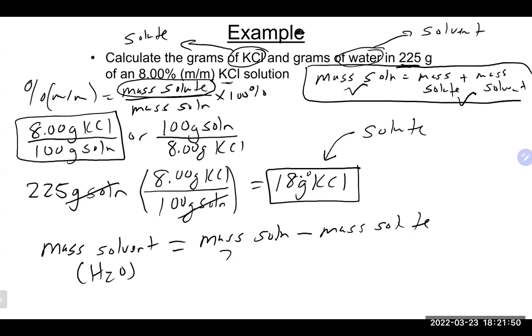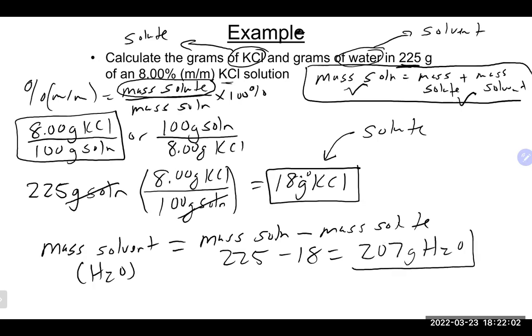So that would be 225 minus 18, and that would get you about 207 grams of water in this particular solution. Again, if we take the 207 and add it to the 18, we get our 225, right, which is the mass of the entire solution, made up of 18 grams of KCl that you dissolved in 207 grams of water. Any questions on any part of that calculation?